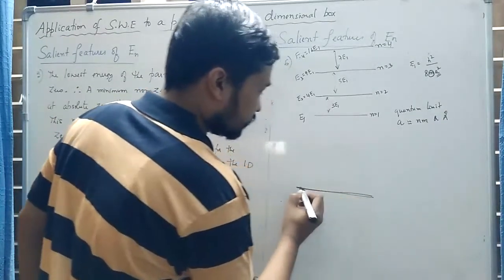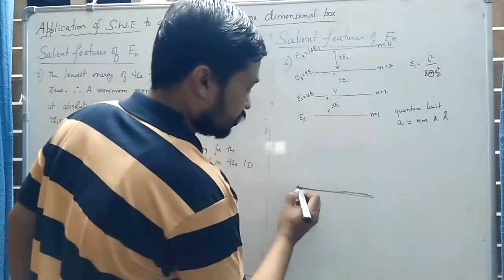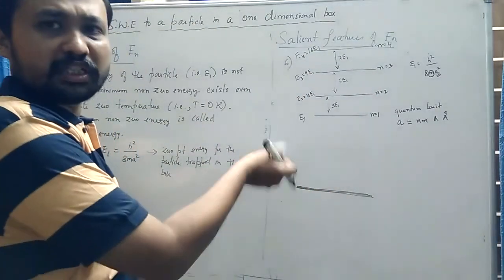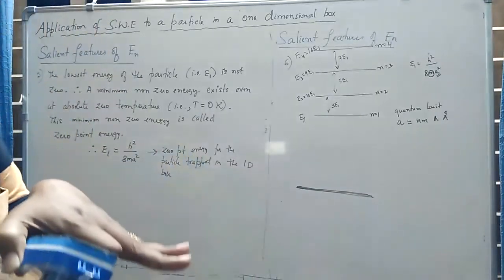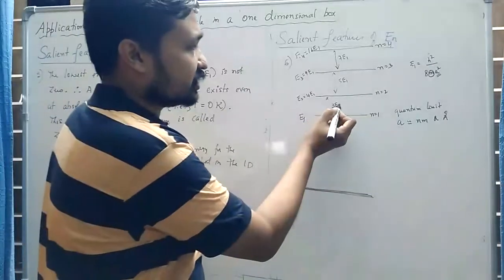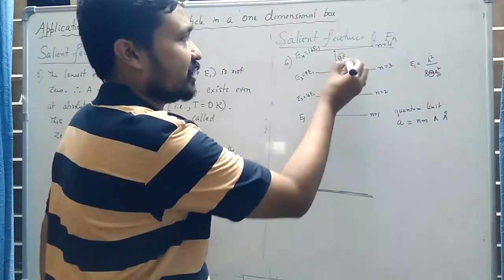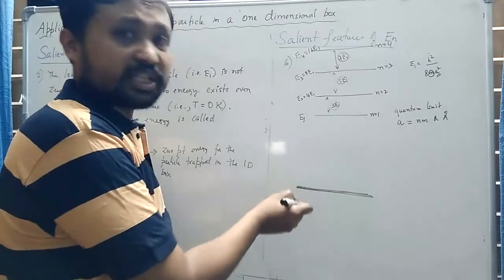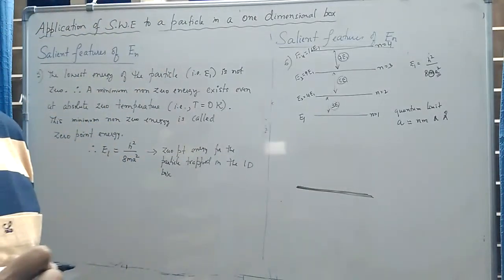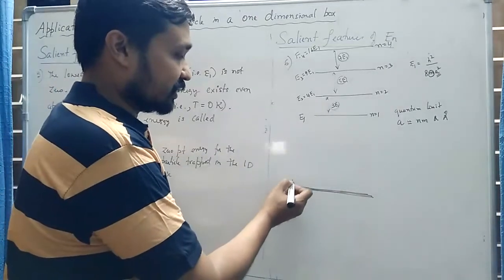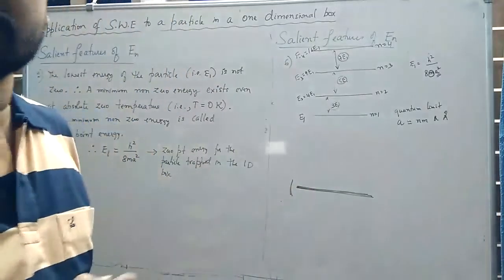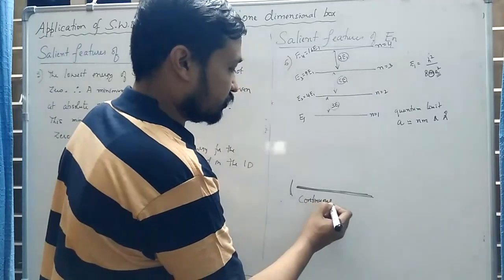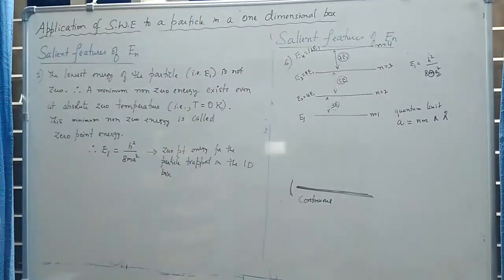you cannot distinguish or separate one energy level from another energy level. So E1, E2, E3, E4 are so much closely spaced. Why are they closely spaced? Because this spacing 3E1, 5E1, 7E1, those values are very very small, so you cannot separate or distinguish one energy level from another energy level. So in such case, this energy level appears as continuous. Okay, it appears as a continuous energy.